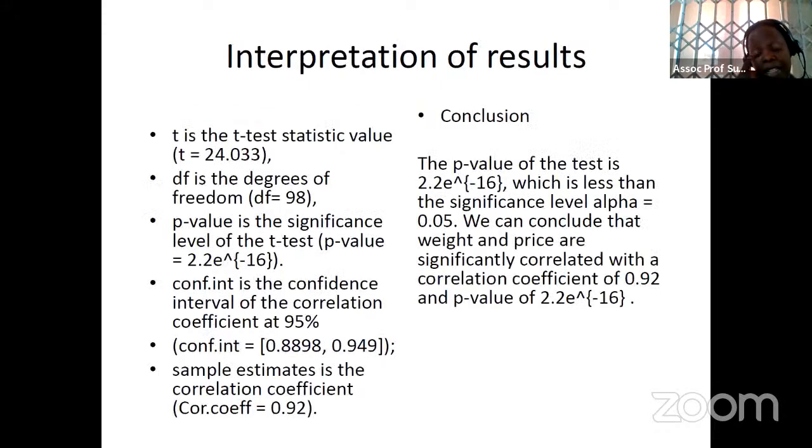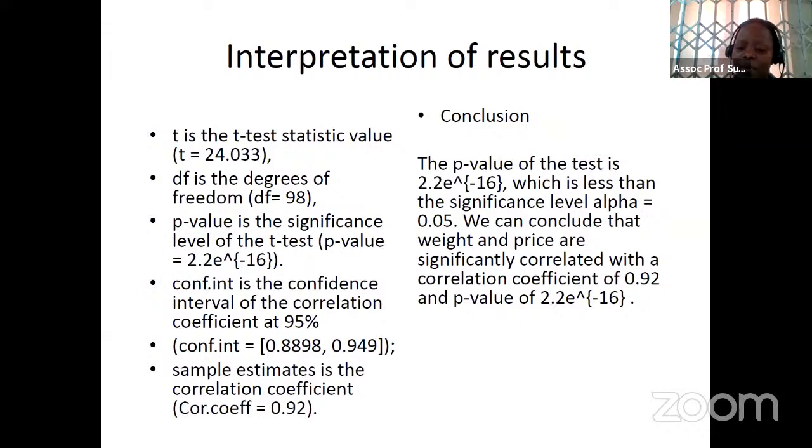And the next slide tells us how to interpret the output. We get a t-value of 24.033 on 98 degrees of freedom, with our p-value of 2.2 times 10 to the power minus 16, and the confidence interval. The p-value of the test is less than alpha. Alpha is the significance level that researchers set for their tests.